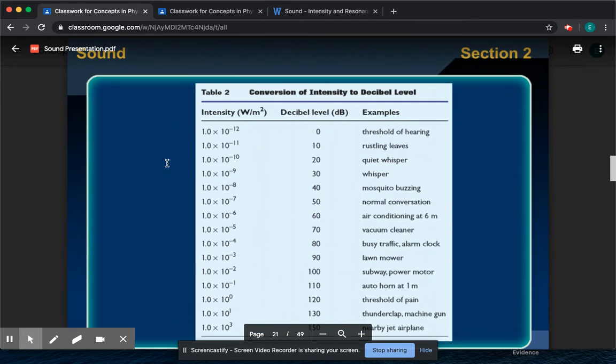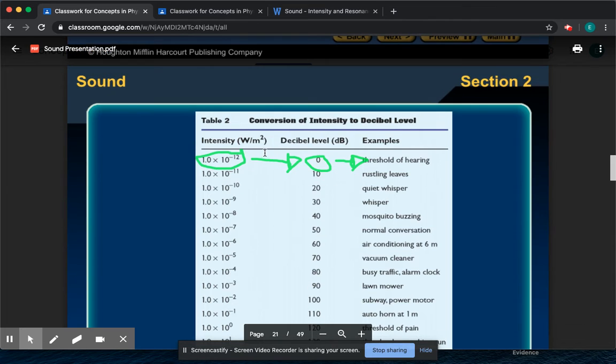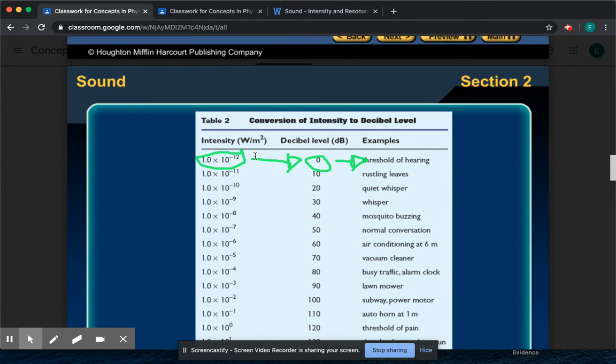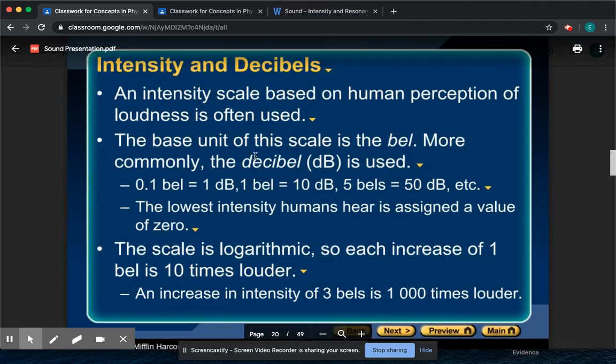So intensity, here is a table of intensity. Here we came up with these numbers, and to make it easier to understand, we came up with a system, we scaled it down to decibels. This intensity, 1 times 10 to the negative 12, we call that 0 decibels, to make it simple. This is the quietest sound that we can hear. Any intensity lower than that is too quiet for us to listen to. We will not hear it.